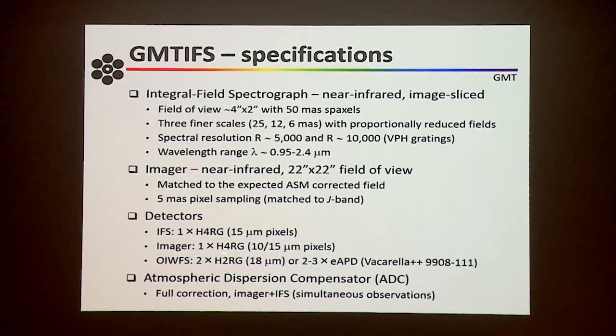And then we also have an on-instrument wavefront sensor that we need to complete all the adaptive optics and other things that we need to do to make it work. And that's either going to be a couple of Hawaii 2 arrays or possibly something that we're exploring at the moment, these electron avalanche photodiode systems, which are very attractive for adaptive optics because they're effectively zero read noise. The atmospheric dispersion compensator is also something that's going to offer full correction for both the imager and the integral field spectrograph and allow simultaneous observation.